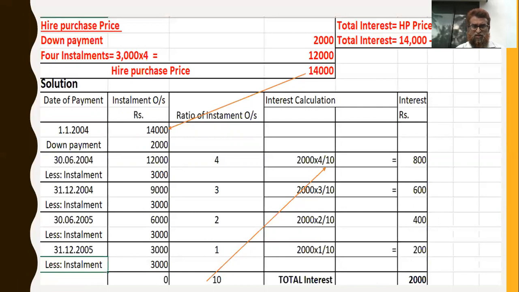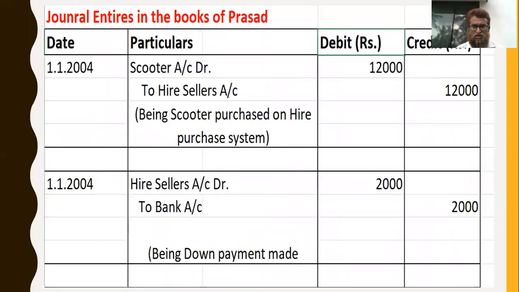Now let us see how to pass the journal entries for these 4 installments. See, the journal entries are given here. Journal entries in the books of Prasad. Date of signing the agreement 1/1/2004. First journal entry for purchasing on hire purchase system. Scooter account debit to hire seller's account. Cost price of the scooter is rupees 12,000. Write it and write the narration being scooter purchased on hire purchase system. Second entry on the date of signing the agreement is hire seller's account debit to bank account. Here rupees 2,000 being the down payment made, with the narration.